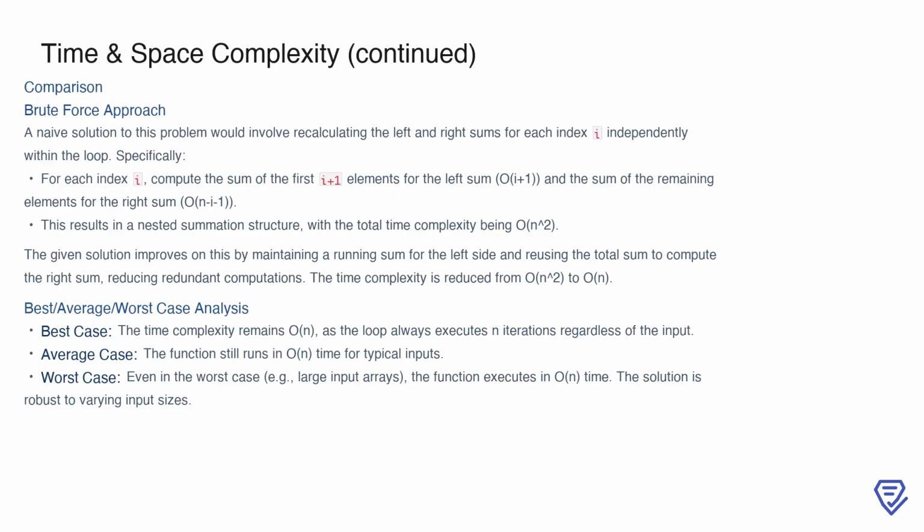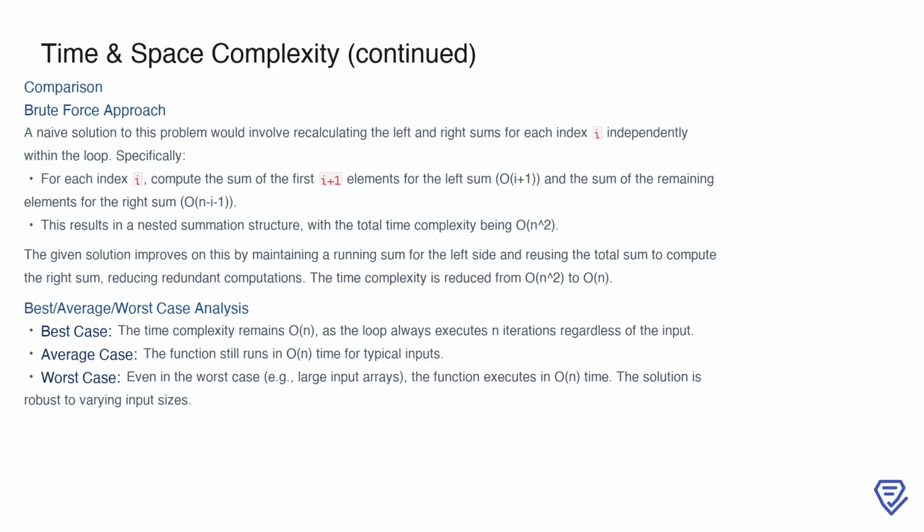To appreciate the efficiency of this solution, let's compare it with a brute force approach. A naive solution would involve recalculating the left and right sums for every index i during the loop. Specifically, for each index, the left sum would require summing the first i + 1 elements, while the right sum would involve summing the remaining n - (i + 1) elements. This leads to a nested summation structure, with the time complexity becoming O(n²).